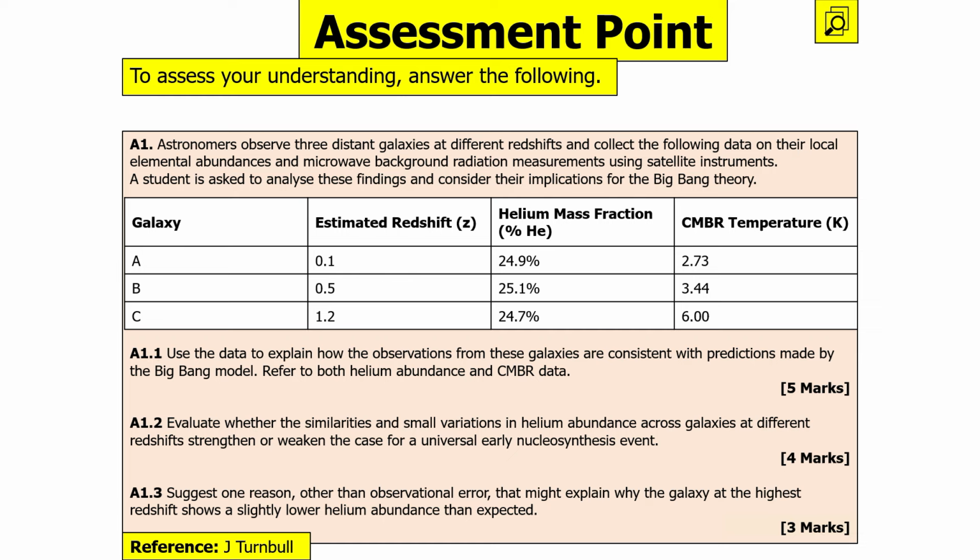Evaluate whether the similarities and small variations in helium abundances across galaxies at different redshifts strengthen or weaken the case for a universal early nucleosynthesis event. Then suggest one reason other than observational error that might explain why the galaxy at the highest redshift shows a slightly lower helium abundance than expected. So pause the video now and then unpause the video when you want to go through your answer.